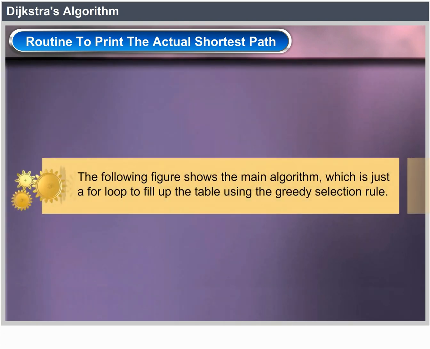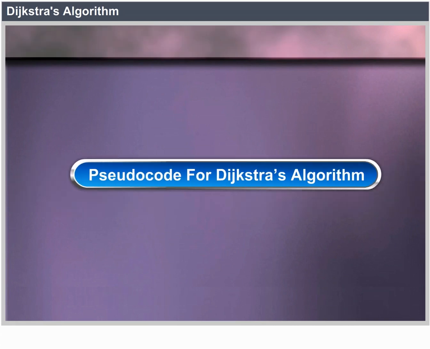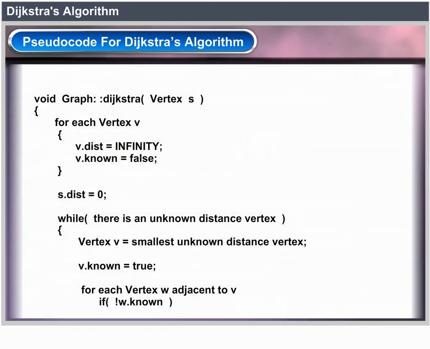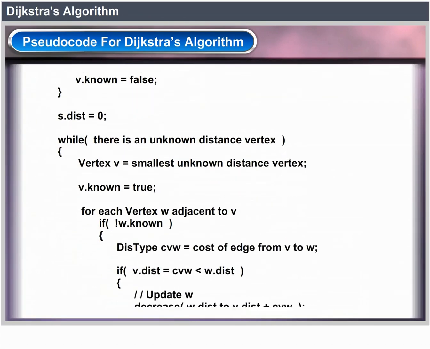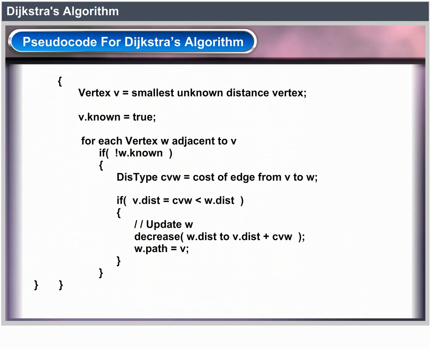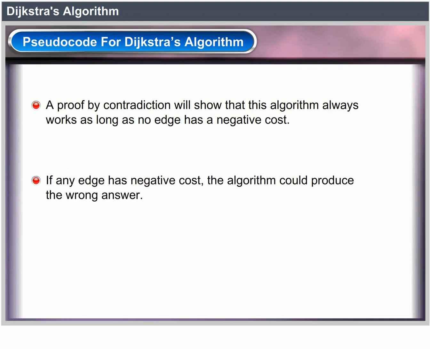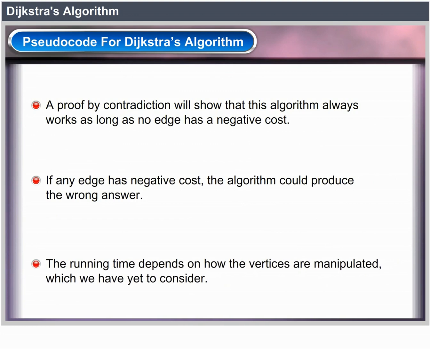This figure shows the main algorithm, which is just a for loop to fill up the table using the greedy selection rule. The pseudocode for Dijkstra's algorithm is shown here. A proof by contradiction will show that this algorithm always works as long as no edge has a negative cost. If any edge has negative cost, the algorithm would produce the wrong answer. The running time depends on how the vertices are manipulated, which we have yet to consider.